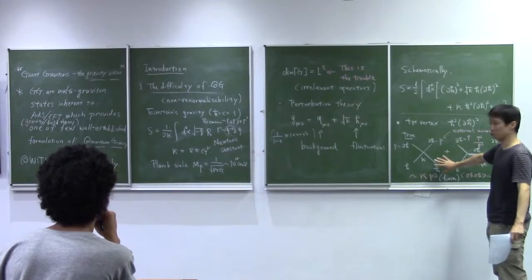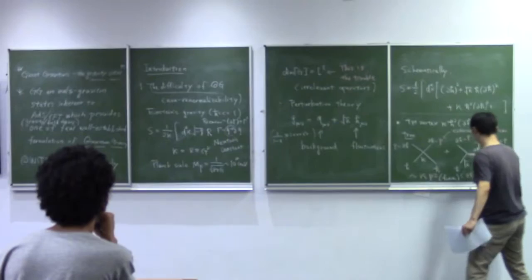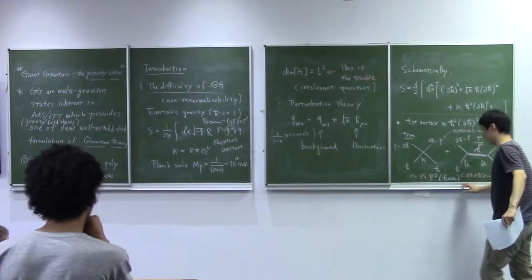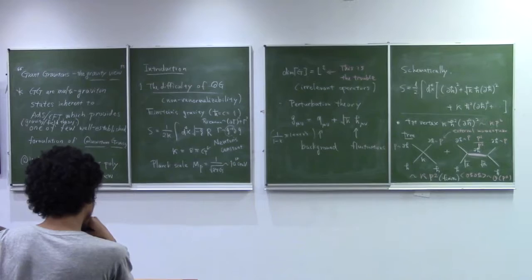So to be precise, you have this, and so it should give kappa P squared. So kappa and P squared. So that's what you get from tree level. That's fine. But you face a problem as you go to loops.